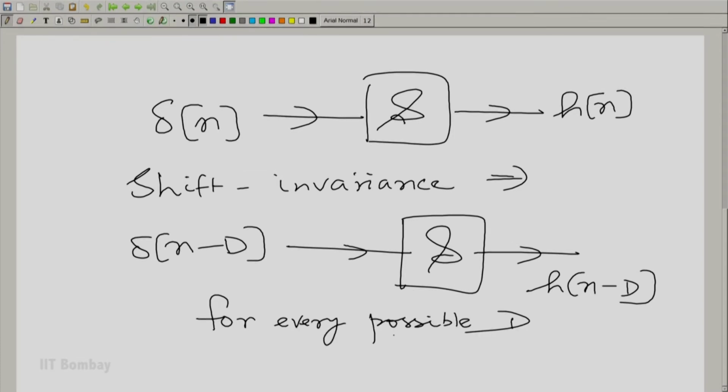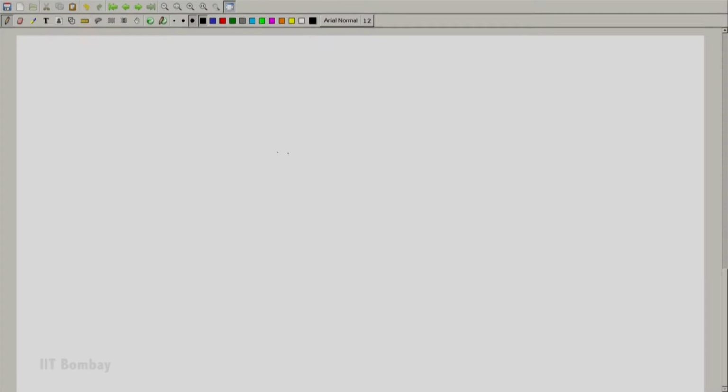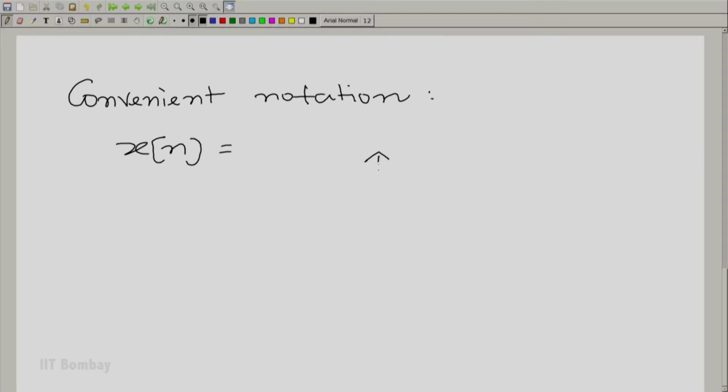Now, let us make an observation about any input that you can have, any x of n. I will first illustrate with an example, and then I shall write down a general statement. So, the example is the following. I have a sequence x of n. Now I am also going to introduce a convenient notation for sequences.